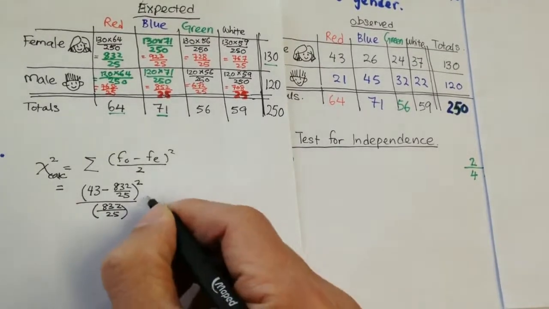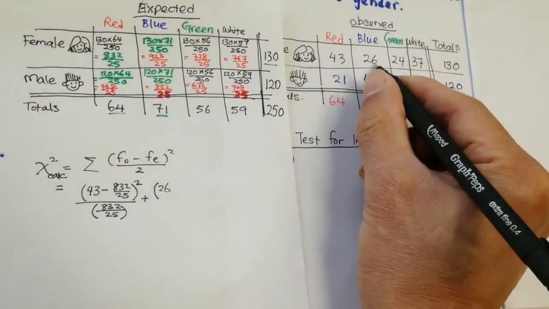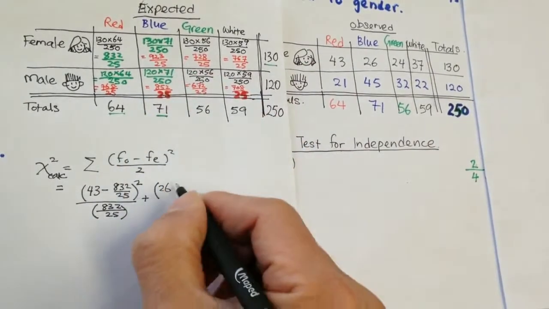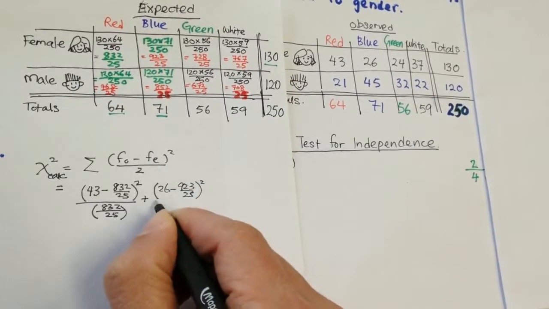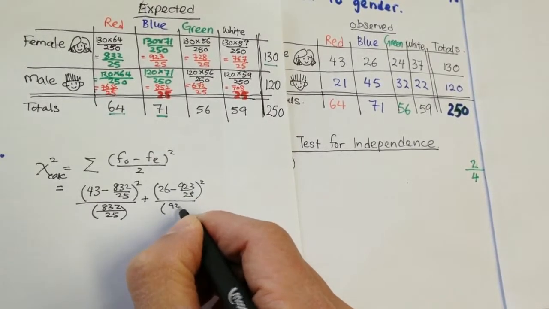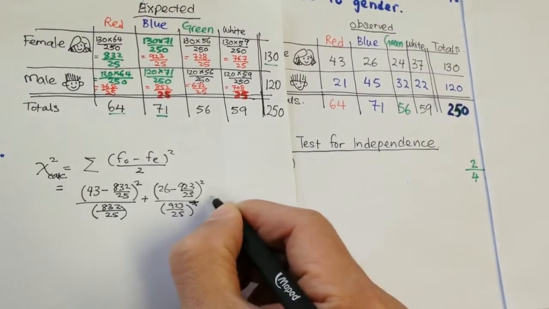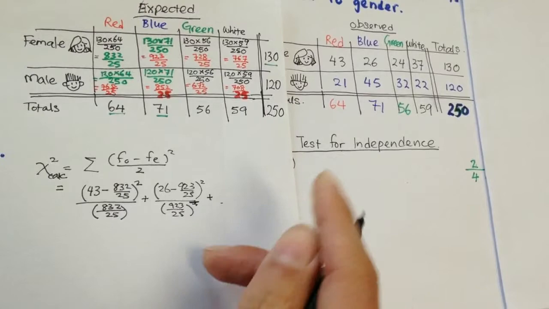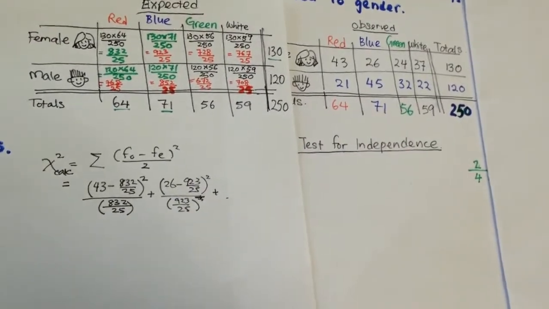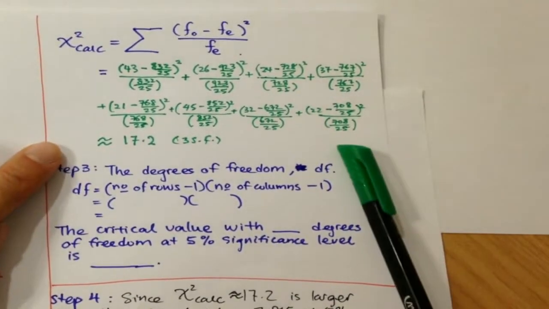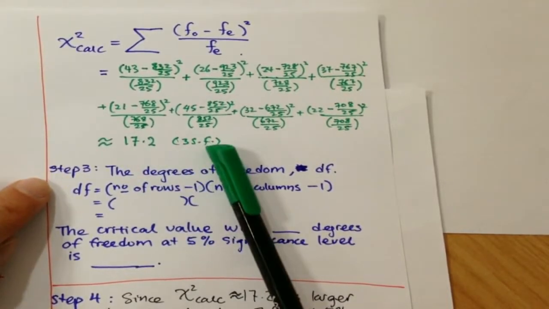So that's the first one, plus the second one, female and blue, so it's 26 over here, minus this expectation, 923 over 25, everything squared, over 923 over 25. And I will repeat this process until I get to the last one. Here I've written all the expansions and calculated the value to be around 17.2 to 3 significant figures.